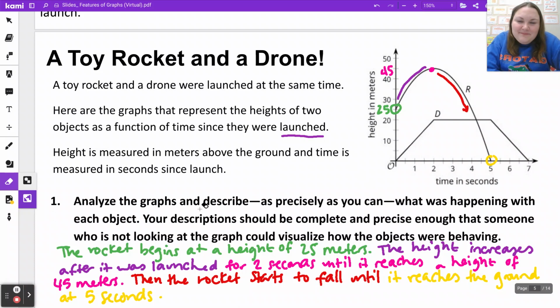So this right here is my example. I'm going to ask you, go ahead, pause the video now and see if you can do the same thing for our second function, the one labeled D for that toy drone. Come back to this video once you're ready to check your answer.